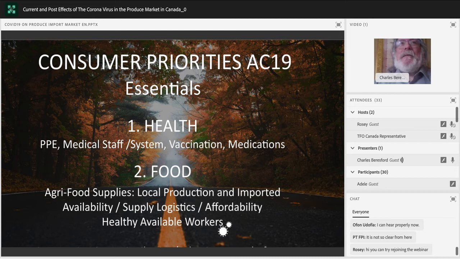So Canada, of course, depends on local production and imports. We're going to get into the details. So the availability of the food, the supply logistics for food, the affordability of food, and healthy, available workers. Those are the priorities right now, right? Anyway, let's go further.